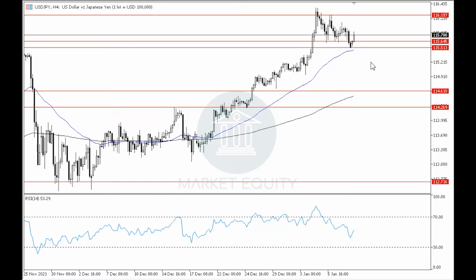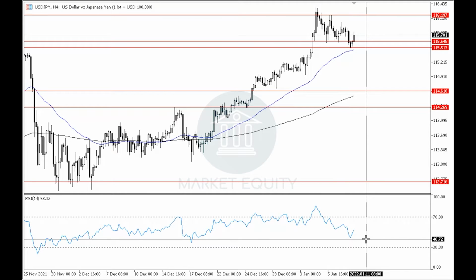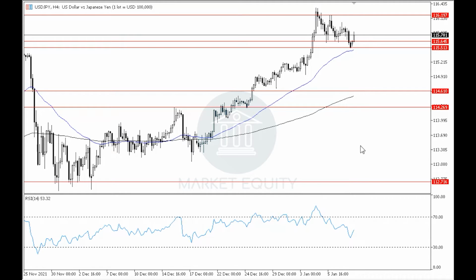level 116.85. If we notice the RSI indicator in the 4-hour time frame, then we can see that due to the rebounding up off of around level 40, it supports the continuity of the uptrend in the 4-hour time frame. That was it for the US dollar versus the Japanese yen.